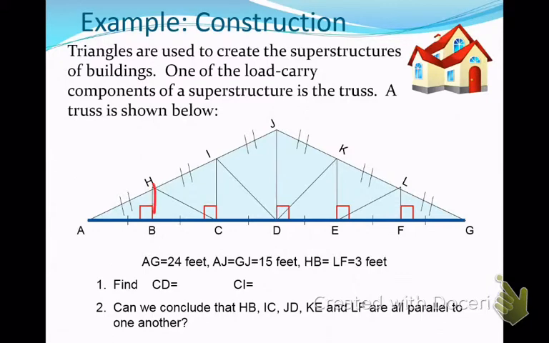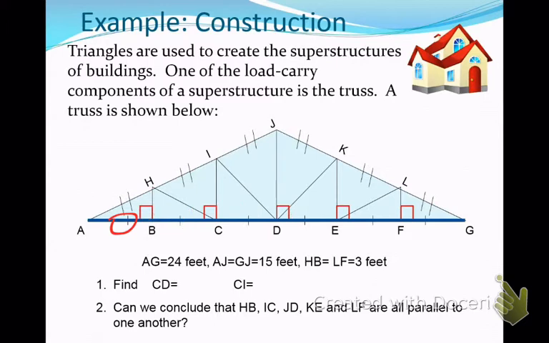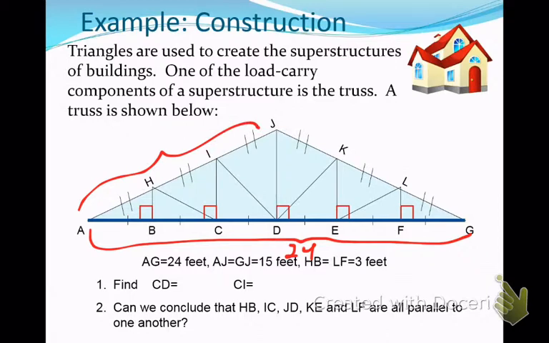And the support beams here are placed so that they create these congruent segments here and these congruent segments here. Okay? That being the case, if AG is 24 feet, AJ and GJ are 15 feet, and HB is 3, as well as LF being 3, we can determine some lengths here.